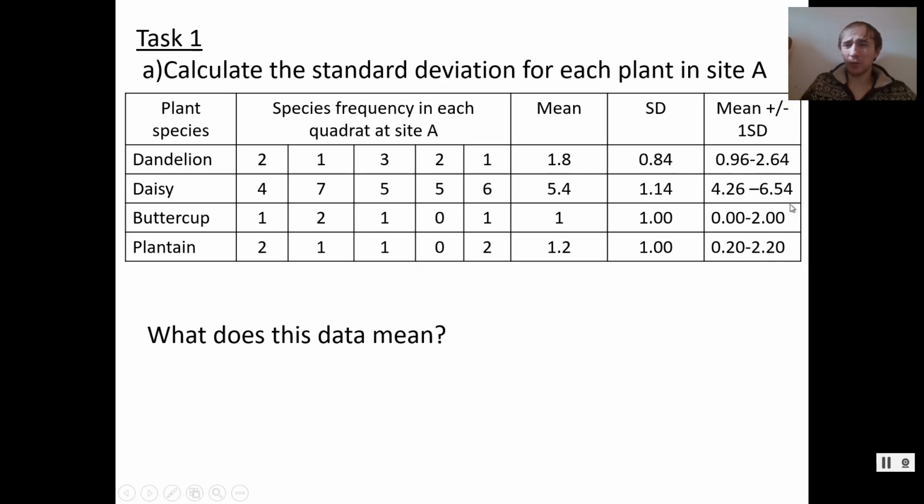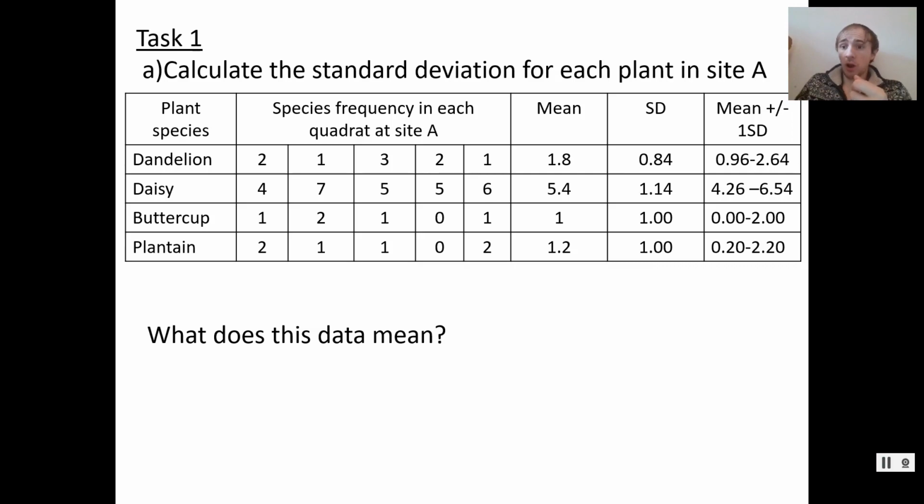So plantains is somewhere between 0.2 and 2.2 per unit size. Buttercups are between 0 and 2, and dandelion is between 0.96 and 2.64. So that could mean that they were all exactly 2, and they'd all be the same. Or it could mean that actually there's only 0.2 plantains, but there's 2 of each of the others. Because until I've literally counted every single plantain, dandelion, daisy, and buttercup, there is always uncertainty, and the standard deviation indicates how much uncertainty. It indicates the rough value of the range.